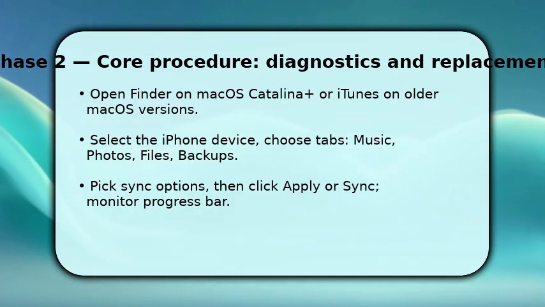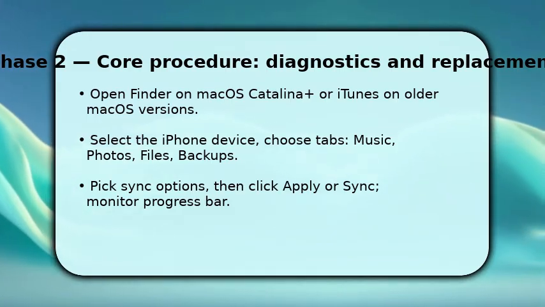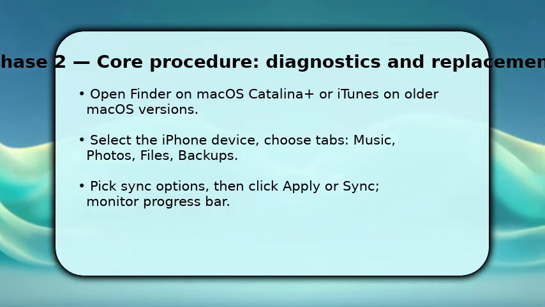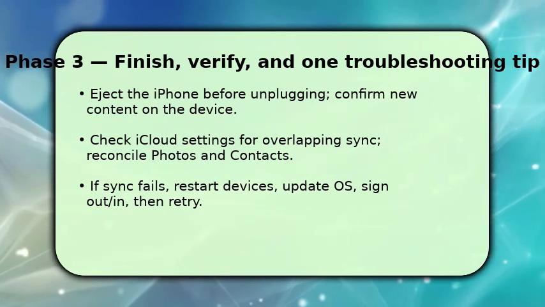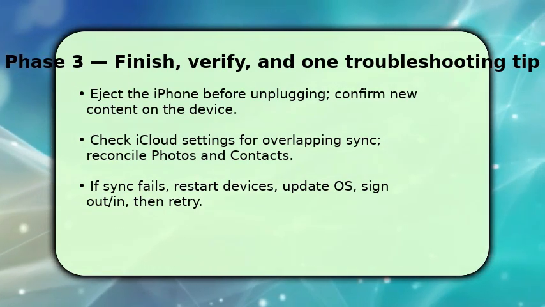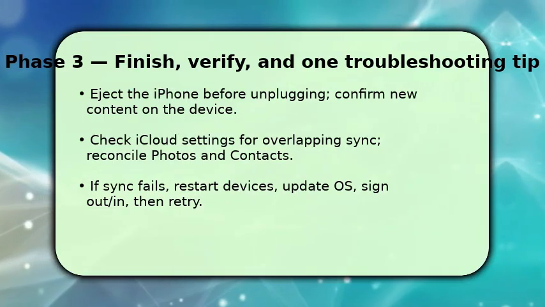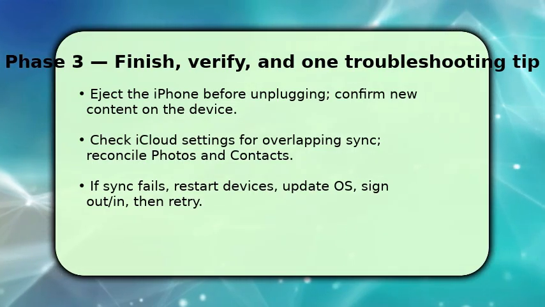Once configured, click Apply, then Sync. Watch the progress bar and status messages. They tell you what's transferring, and if any conflicts require manual resolution. You finish by safely ejecting the iPhone from Finder or iTunes, then verify that music, photos, and files arrived where expected. Make sure iCloud sync settings don't duplicate content. Reconcile photos and contacts between iCloud and local sync.